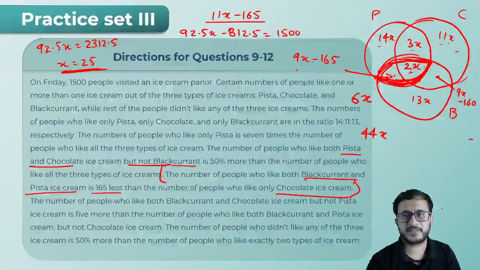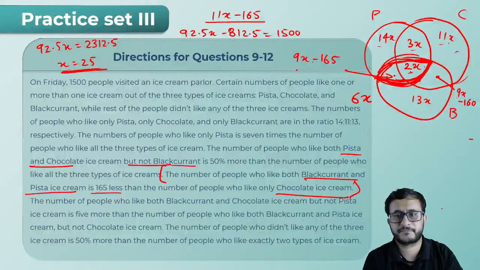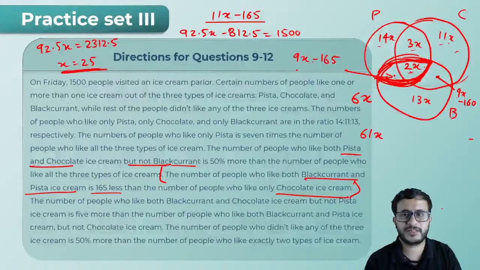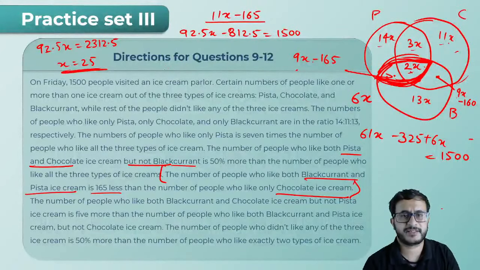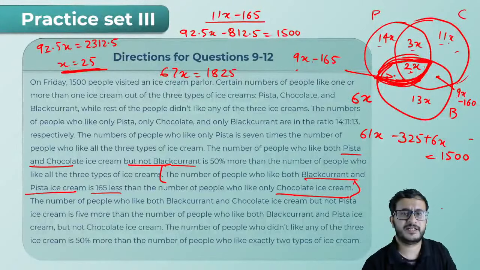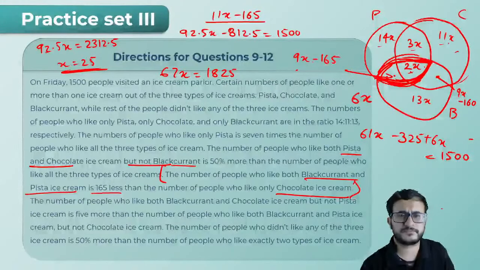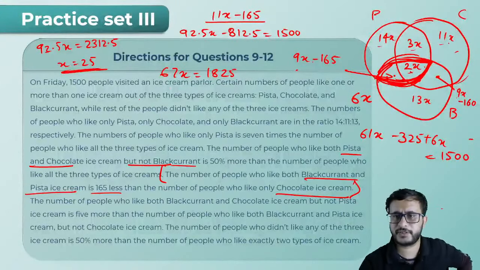Right? And what are these? We will add, नहीं, अंदर क्या था, 61x. Inside it was 61x minus 325. ठीक है, and outside it is 6x, that is equal to 1500. ठीक है, so this gives you 67x is equal to 1825. ठीक है, so 60 into 7, 60 into 25 is 1500 and 7 into, नहीं, कुछ तो गड़बड़ हो रही है.